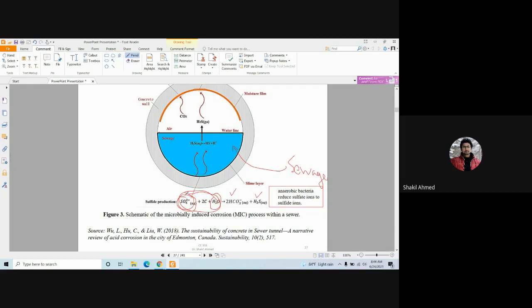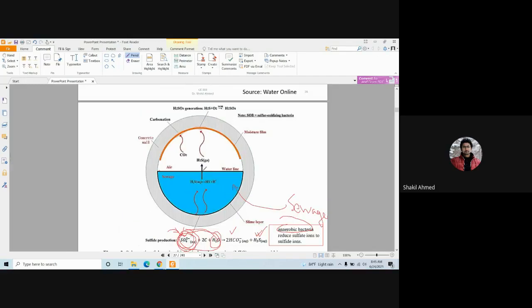And who does this reaction? Anaerobic bacteria. Anaerobic bacteria reduce sulfate ion to sulfide ion. That means hydrogen sulfide. Did I make it clear? Yes, sir. So, again, anaerobic bacteria reduce sulfate ion, which is present in the sewage, to produce sulfide ion, that means hydrogen sulfide.